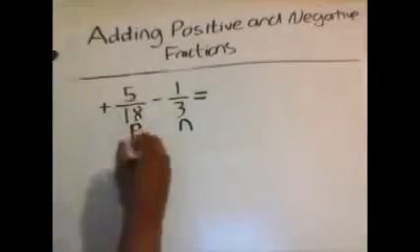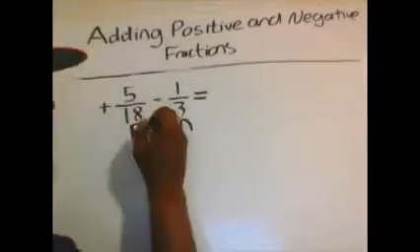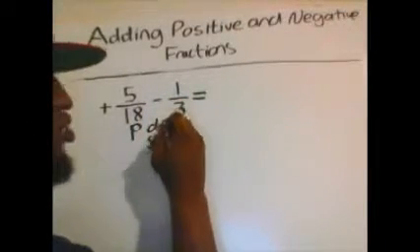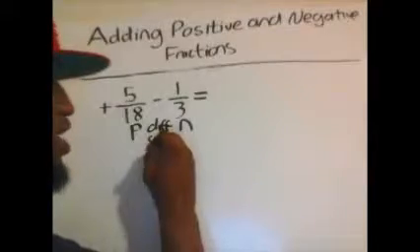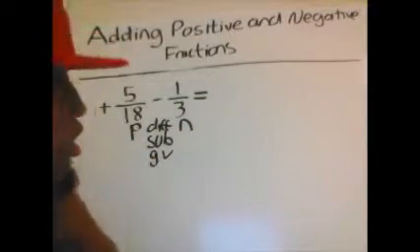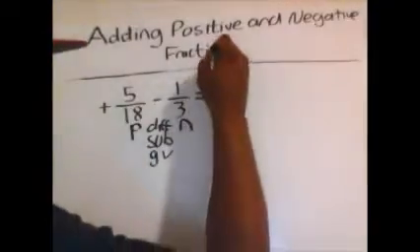Okay. Positive and a negative, they're different signs. So you can write different there to remind yourself. You will subtract, and the greatest absolute value is going to determine your sign. So with that said, let's go ahead and get to subtracting.